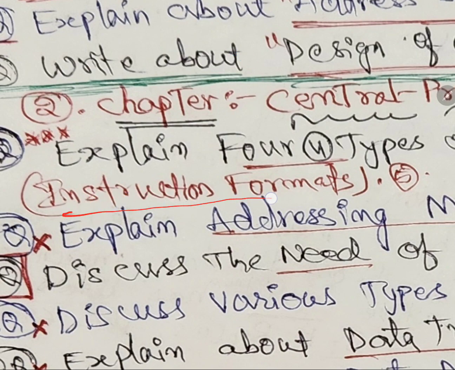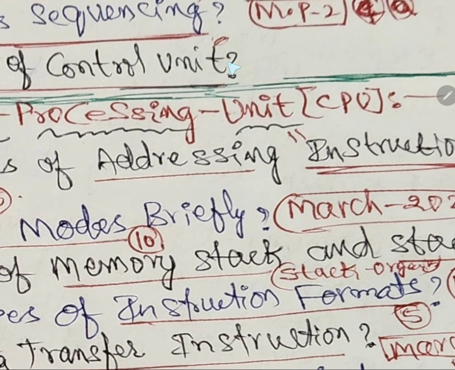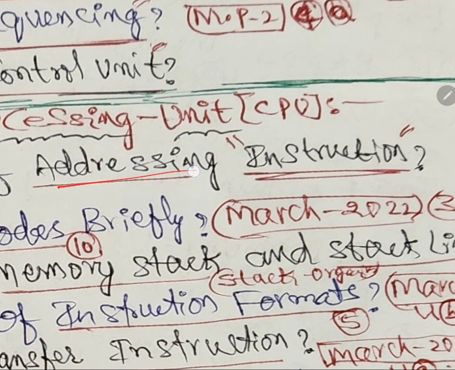I will remove your confusions, and I will tell you hints and tips for the short marks questions. Watch till the end, and I will give you my mobile number, and I will put the video card also at the end of this. Instruction format is given like addressing. See here, addressing instructions. So don't get confused. Addressing instruction means instruction format only.